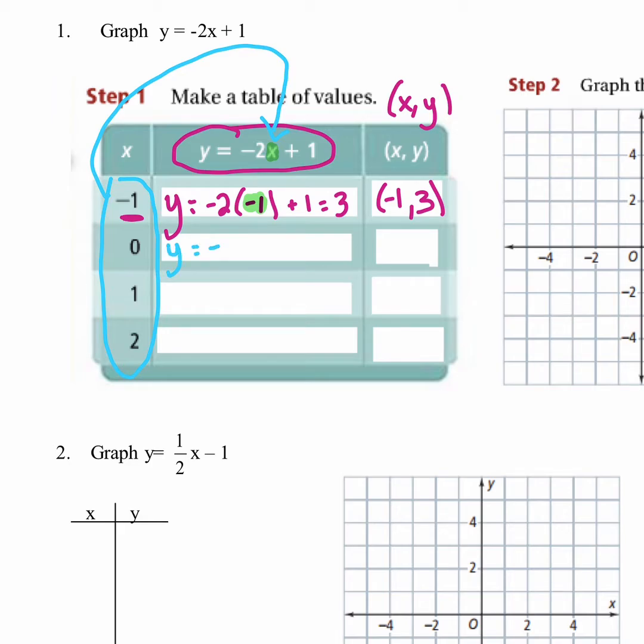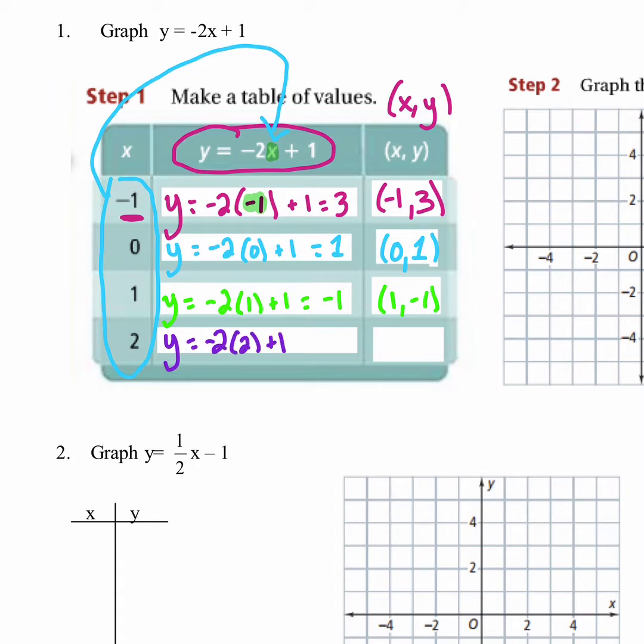Okay, working with 0, plug 0 in for x now and simplify. You get +1. Create your ordered pair. Plug in +1 and simplify. You get -1. So your ordered pair is 1, -1. And then plug in +2. Simplify. You get -3.